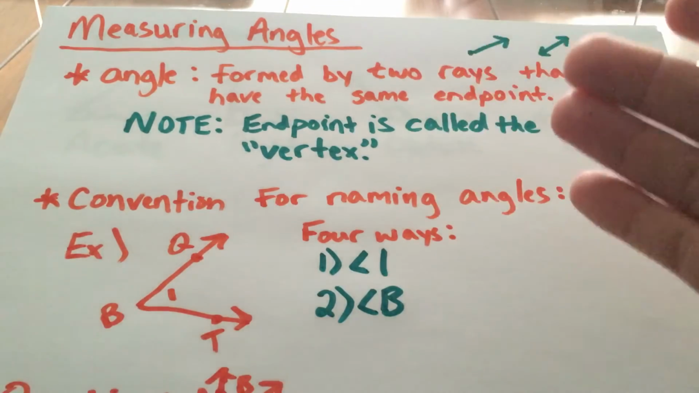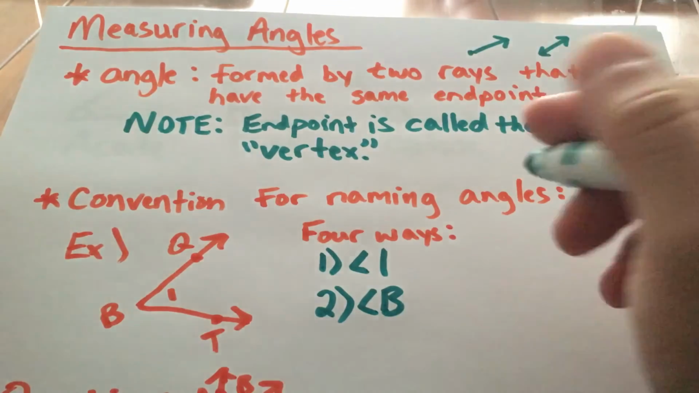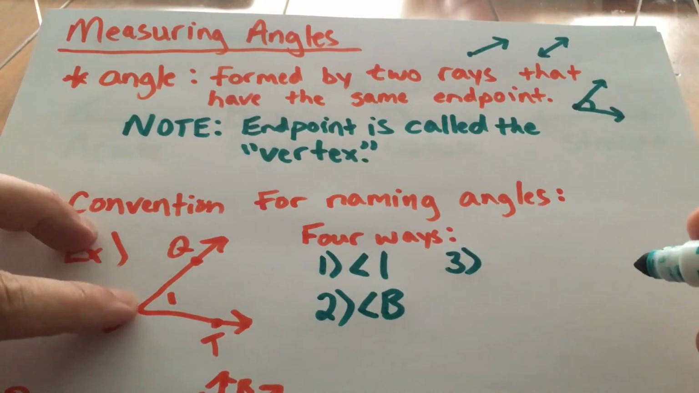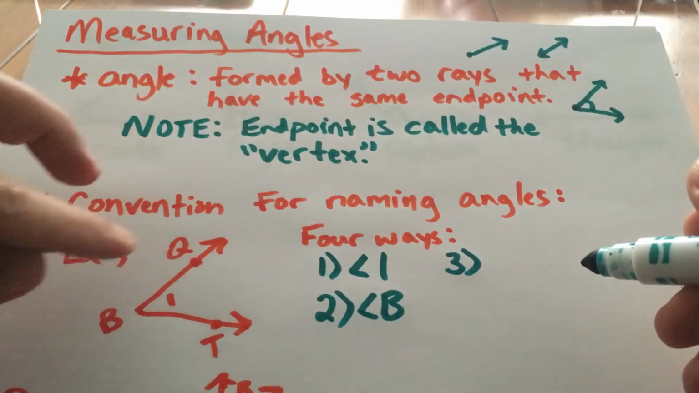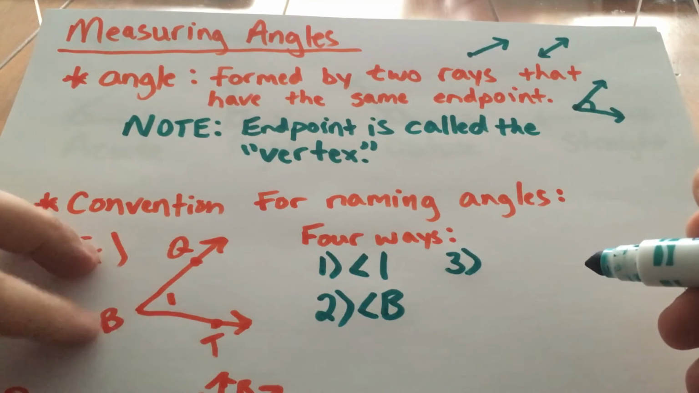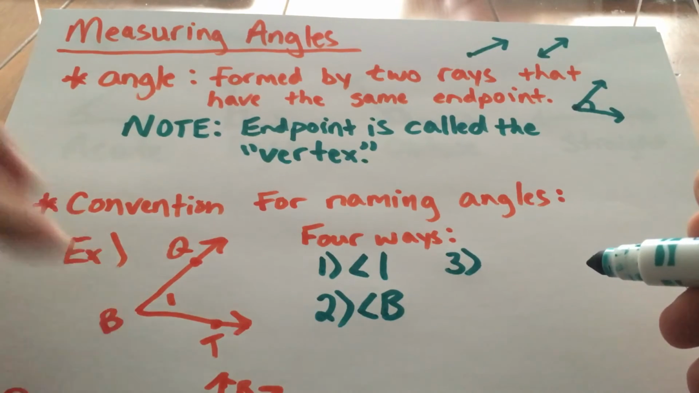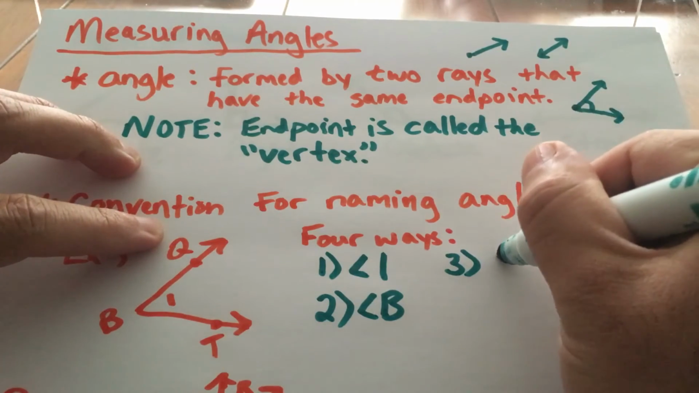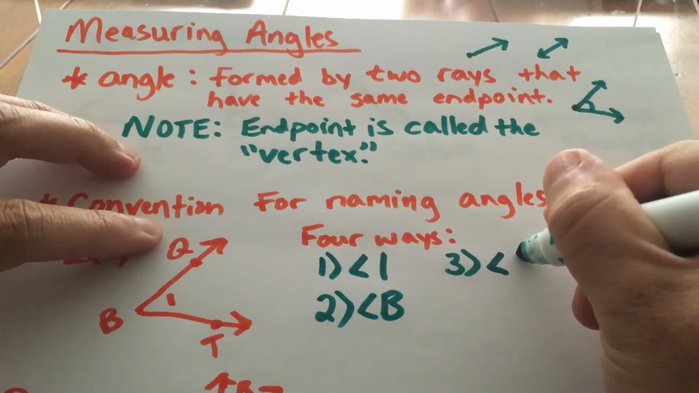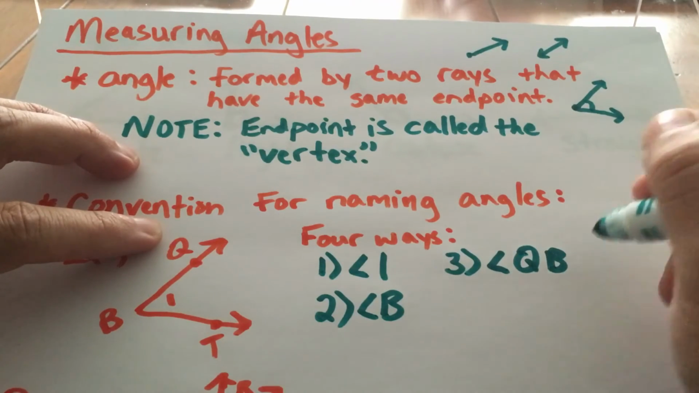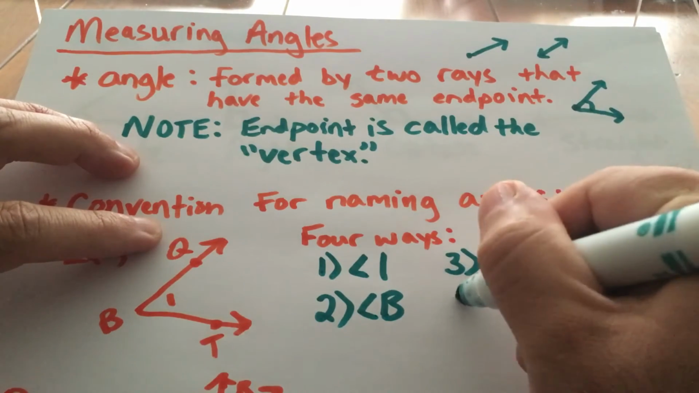So we've created another convention for situations like that. Situation number 3: another way to name this angle is to use the letters that we have here. The key to remember is that the vertex letter, the letter at the vertex B, always has to be in the middle. So we can call this angle Q, B, T. B is the vertex, so it goes in the middle.